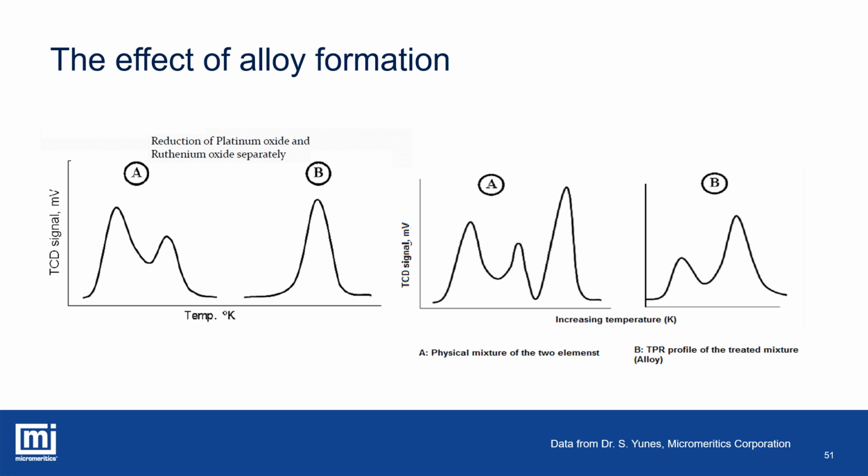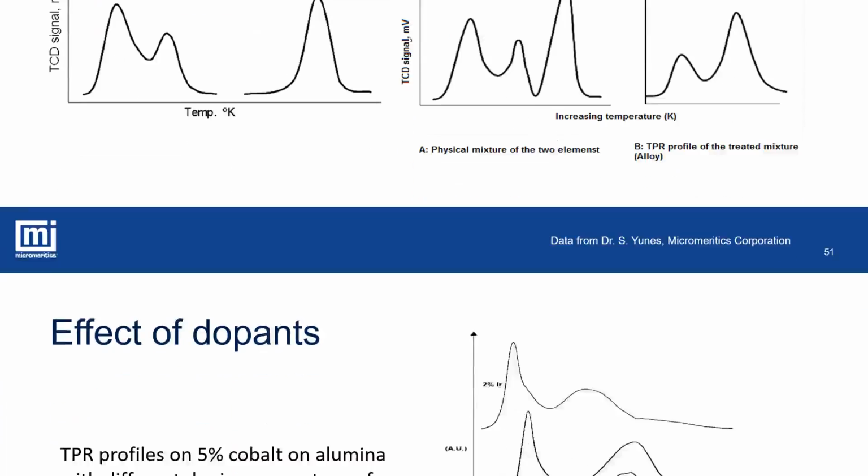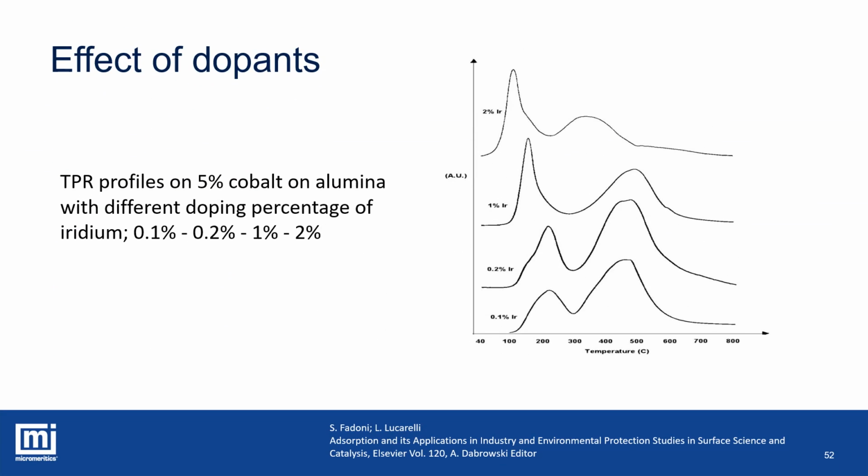In this example, TPR analyses are carried out on 4 catalysts containing 5% of cobalt supported on alumina and doped with different percentages of iridium from 0.1% to 2%. They have been prepared by wetness impregnation. There are two evidences in the TPR profile. The hydrogen consumption increases when the percentage of doping metal is increased, while the peak temperature decreases accordingly.